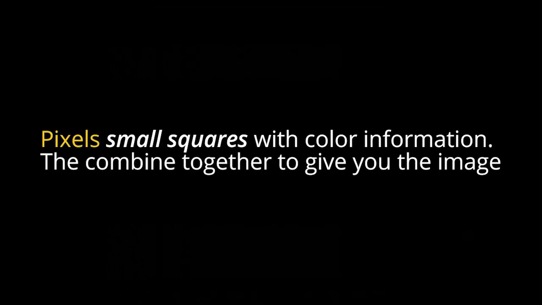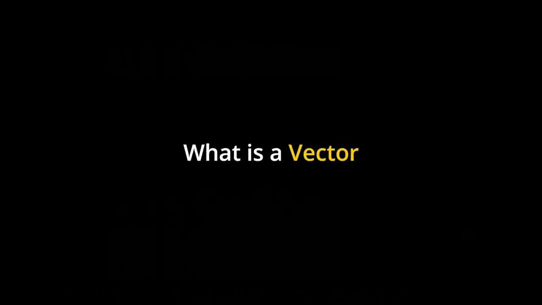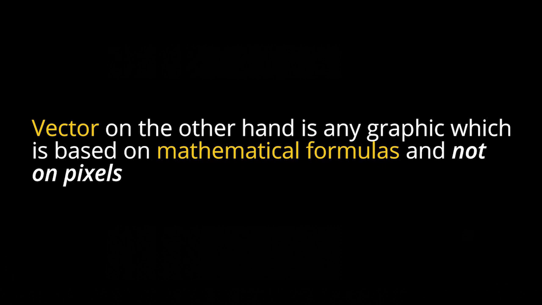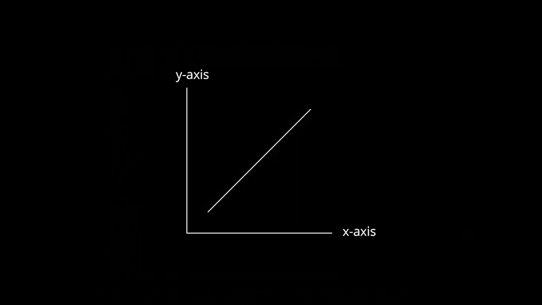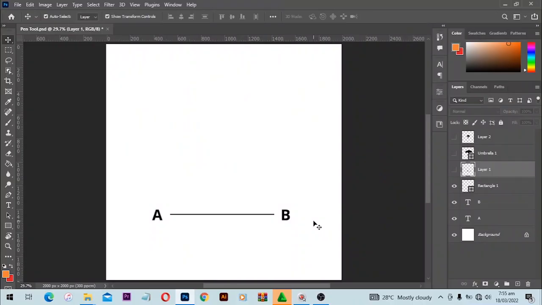Now, what is pixels? Small squares with color information. They combine together to give you the image. And what is a vector? A vector is any graphic which is based on mathematical formula and not on pixels. For example, a simple mathematical formula like y equals x determine a straight diagonal line which is 45 degrees. No matter how much you zoom in, it will never pixelate.